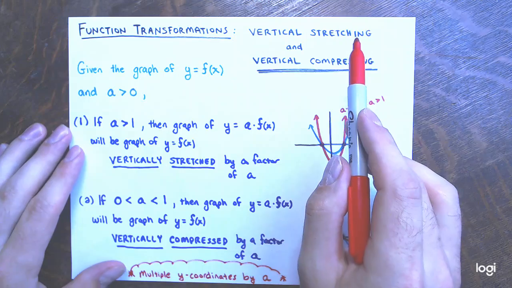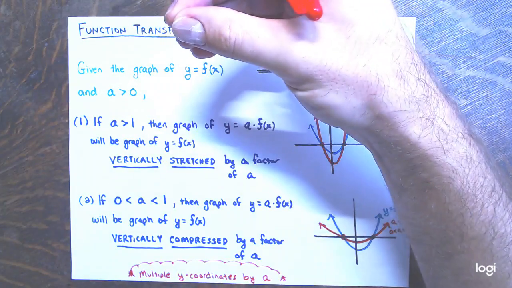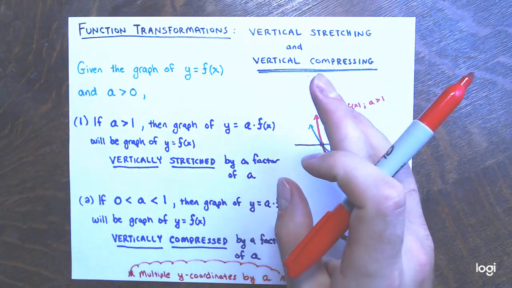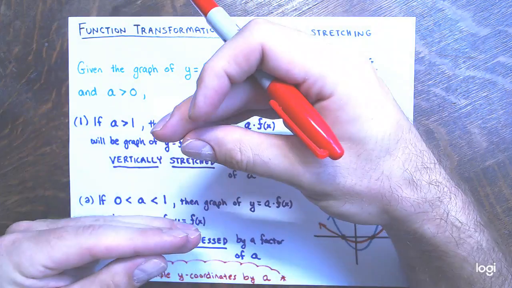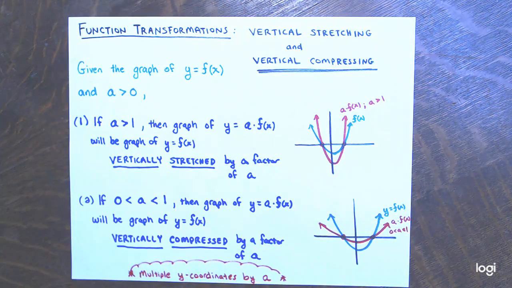Vertical stretching is pulling all the points of the graph away from the x-axis, and vertical compressing is taking the points of a graph and pushing them toward the x-axis.